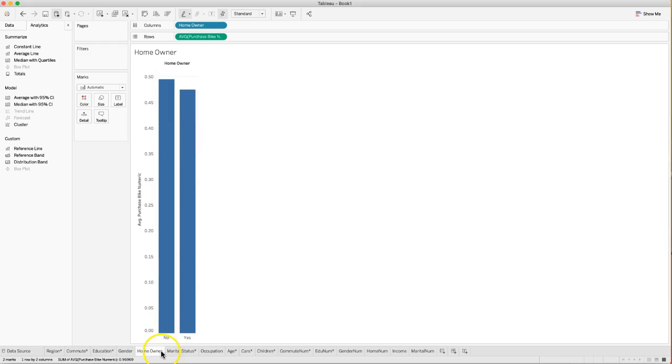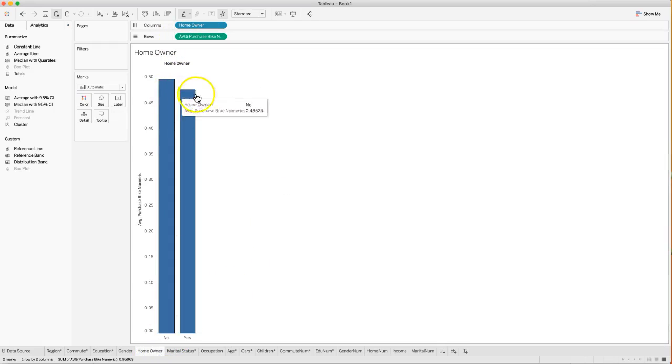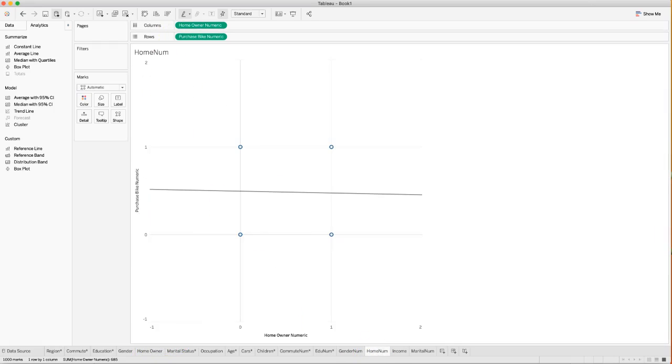Home ownership, now we had the categorical version over here that I said, it doesn't look like there's a difference, so I didn't star it. Let's look at the numeric version. Hover over this, p-value is 0.54, well above 0.05, so that seems to agree with my guess over here that there was no difference. But it's good to check both charts.